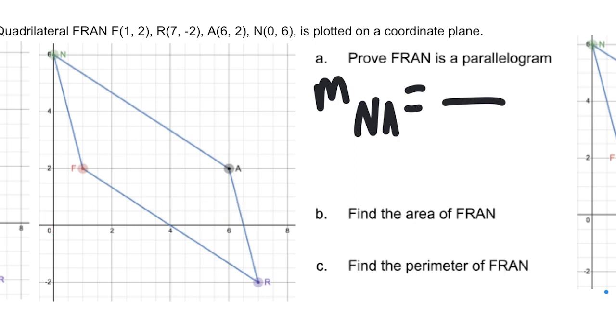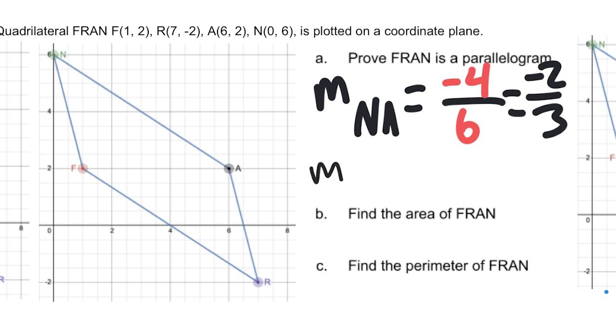So it's going to be -4 over +6, which I know you guys know simplifies to -2 over 3. And then is that the same for segment FR for that particular side? It sure is. So let's write that like so. FR also has a slope of -2/3. So if we do this and demonstrate and prove that NF is congruent to AR, that also works.